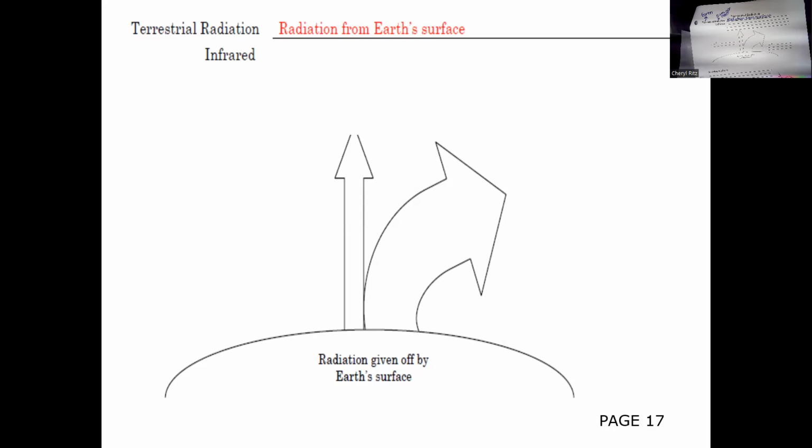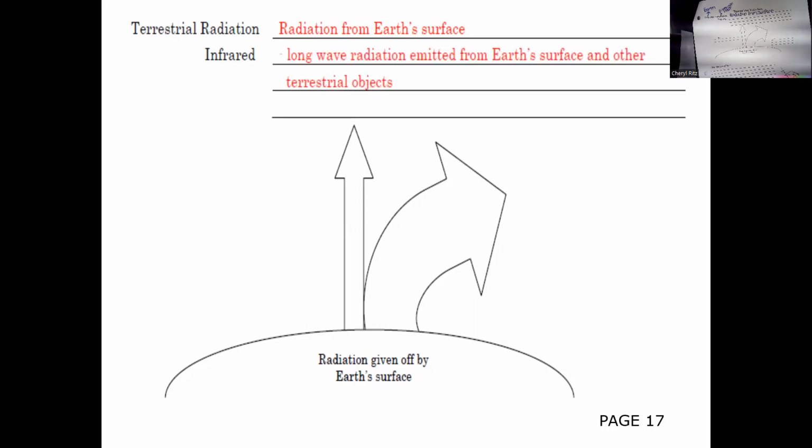You can't actually put the scope on and tell if the person is smiling at you, or tell if it's the back of their head from the front of their head. You just know that there is heat in the form of a body there. So infrared is heat. So infrared is long wave radiation emitted from Earth's surface and other terrestrial objects. So add that to where it says infrared.